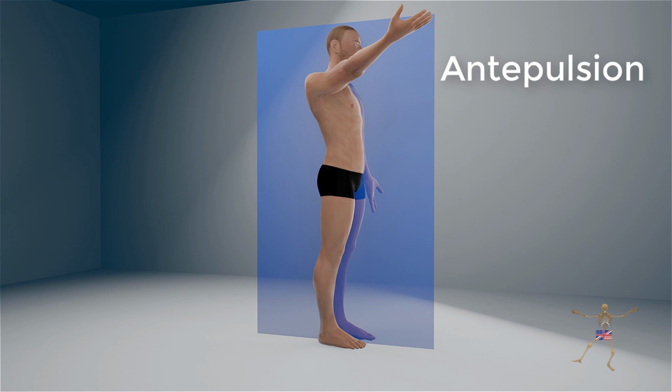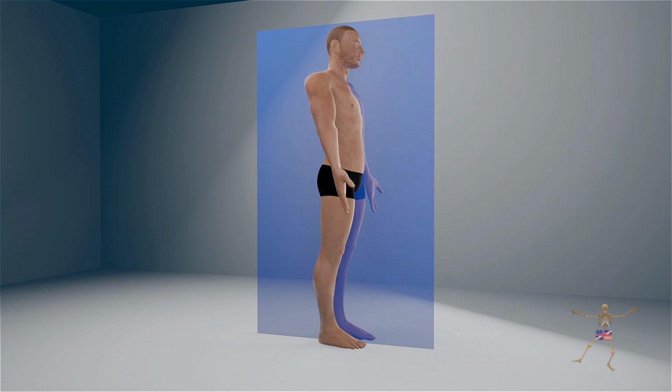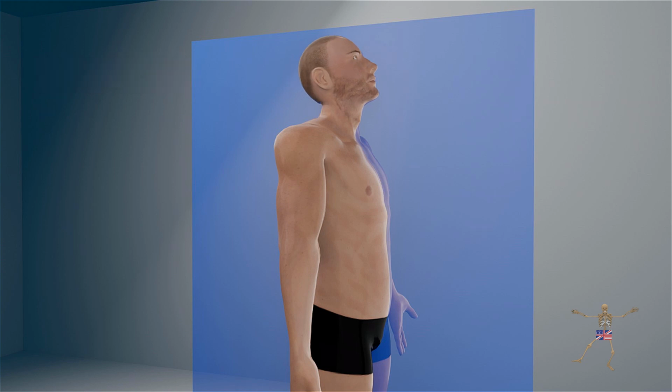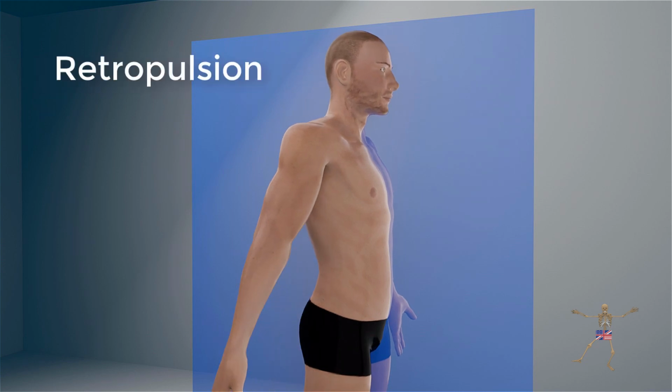The opposite happens in the extension movement. The angle between two bones increases. For example, extension of the head. In the case of the shoulder, it is called retropulsion.